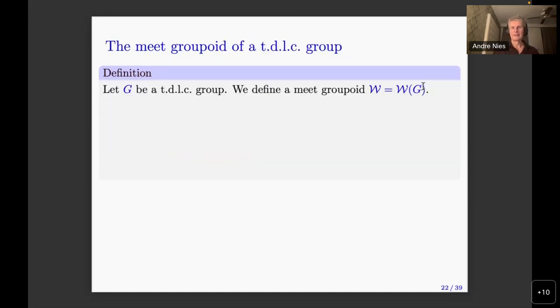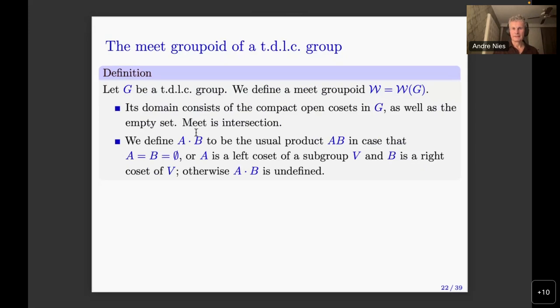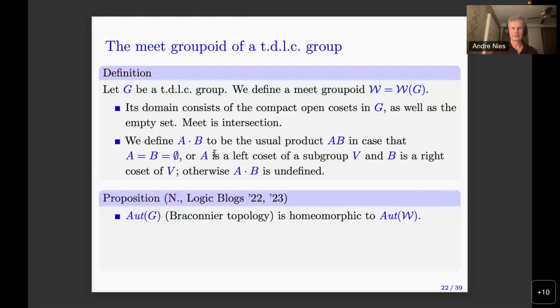And the main thing is that for any TDLC group, I get a natural meet groupoid on the compact open cosets together with the empty set. Meet is just the intersection. And as I said, AB is the usual product in case they're both empty, or A is the left coset of B and B is the right coset of D. So then AB is the right coset of the thing that A was the right coset of, and similarly for B. So you can draw this as arrows. AB goes from U to W, where A went from U to V and B went from V to W. So it's just what you expect.